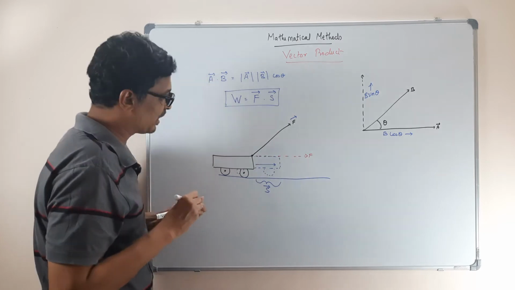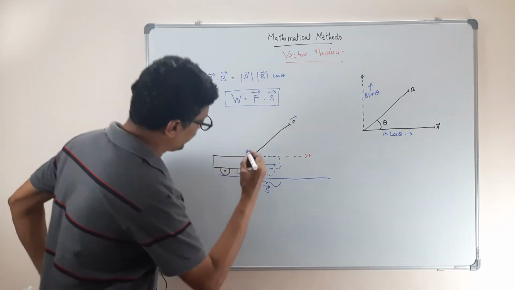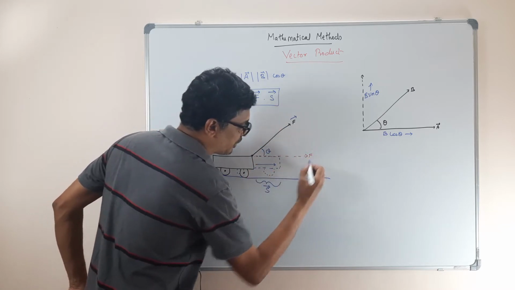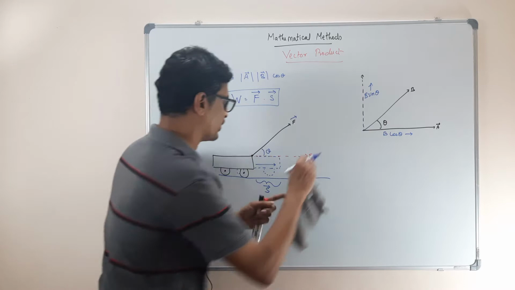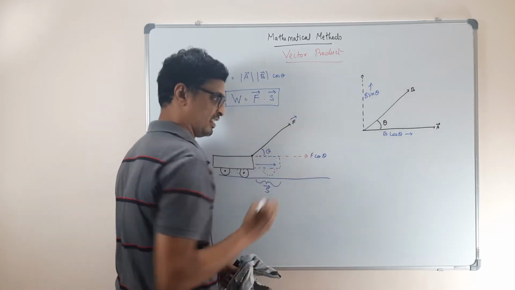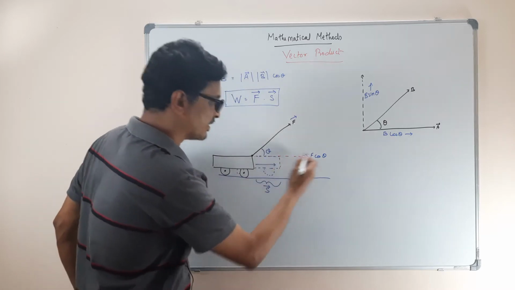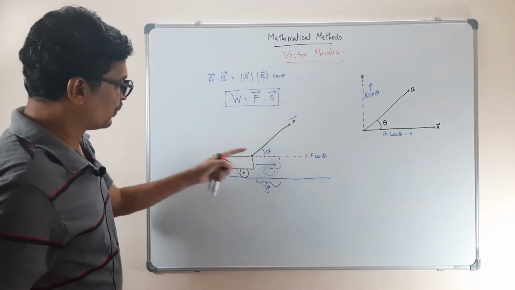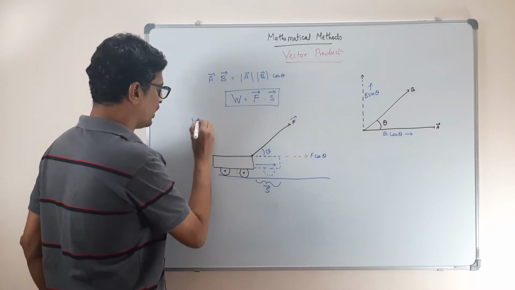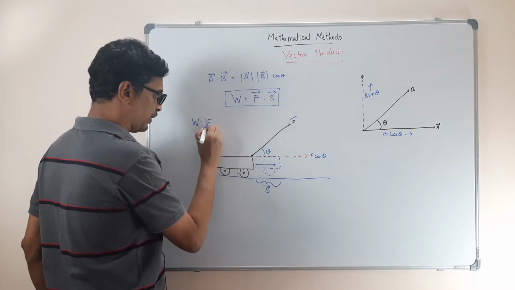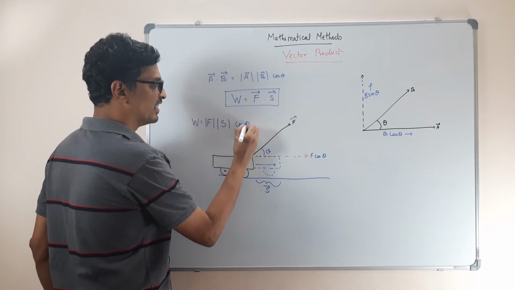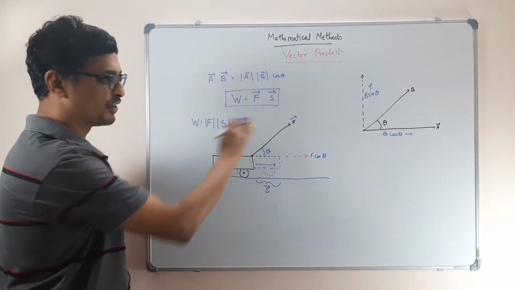If you are pulling this at an angle theta, then the component of force F along this direction is going to be what? F cos theta. And the direction will be the same direction. So the work done will be what? F dot S. Correct? So the work done will be magnitude of F, magnitude of S, into cos theta. You got it? Because it's F dot S.